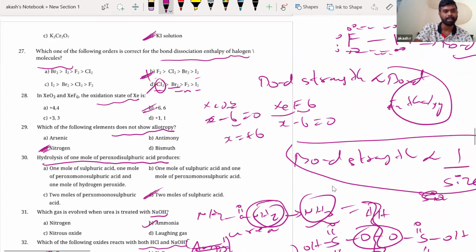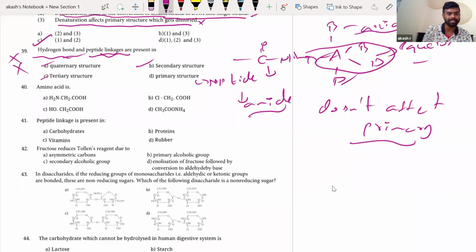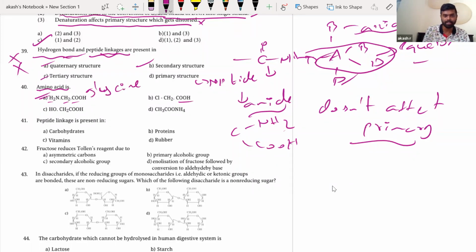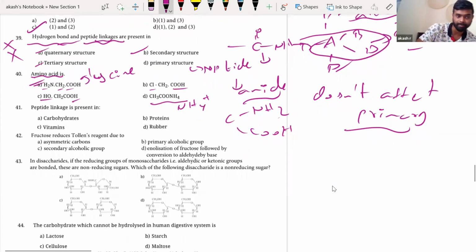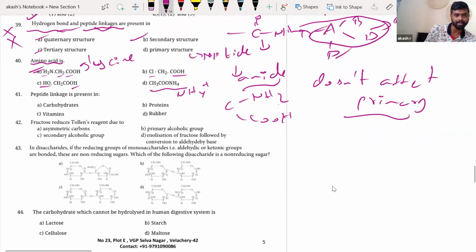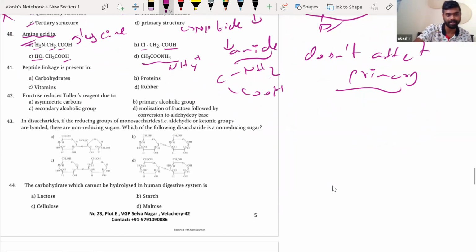Anyways, next. An amino acid is very simple. An amino acid should be a carbon having NH2 and COOH, and that is right there in option A. CH2, NH2, COOH. This is my glycine, right? A famous one. This is only COOH, NH2 is not there. This is not even that. This is an ammonium ion, NH4 plus is there. And OH and COOH, no. So the correct answer would be NH2, CH2, COOH. Amino acid. Peptide linkages are present in proteins. Very simple.